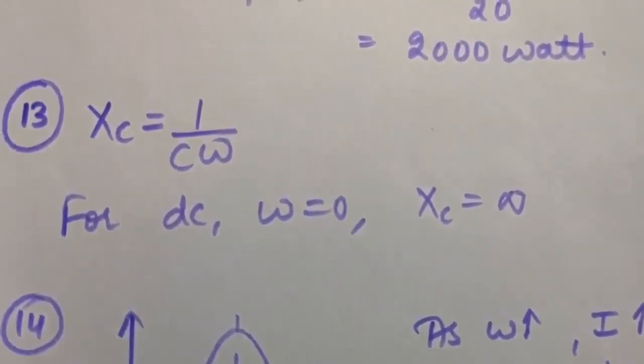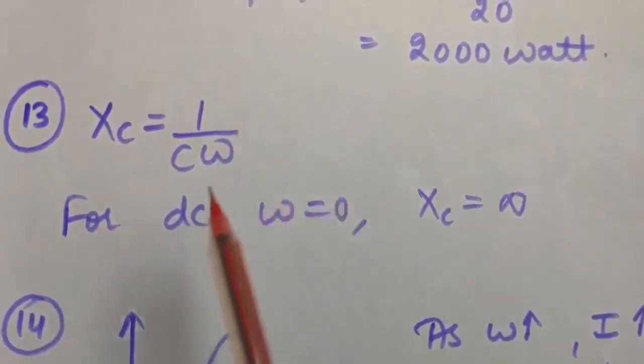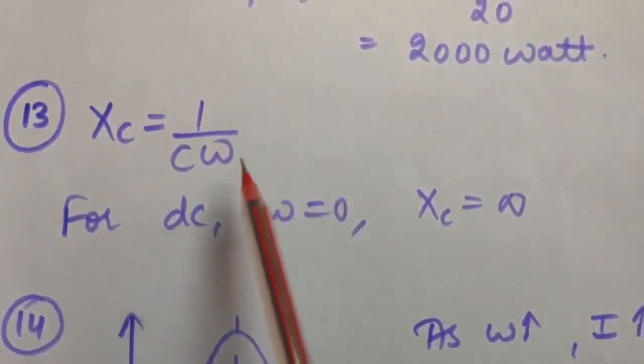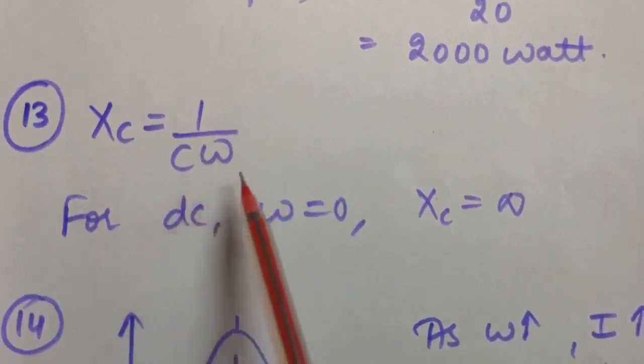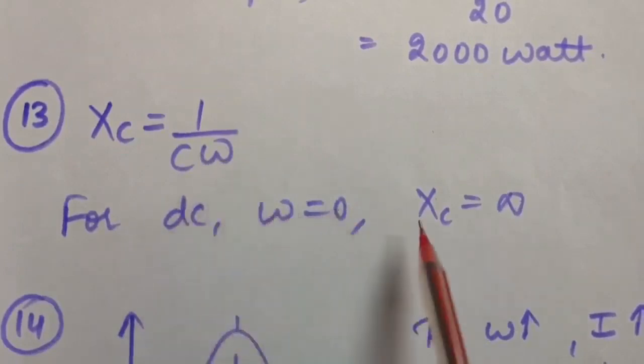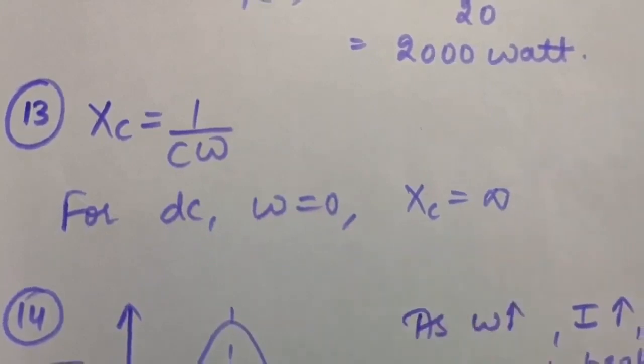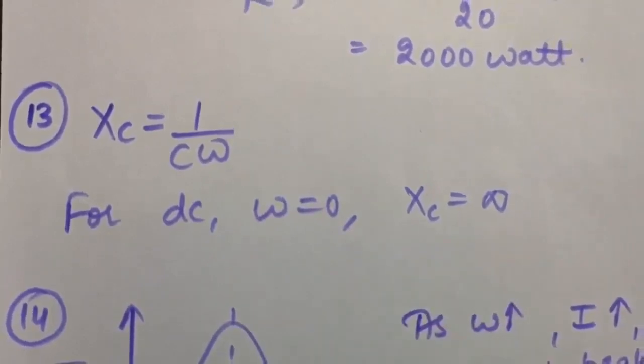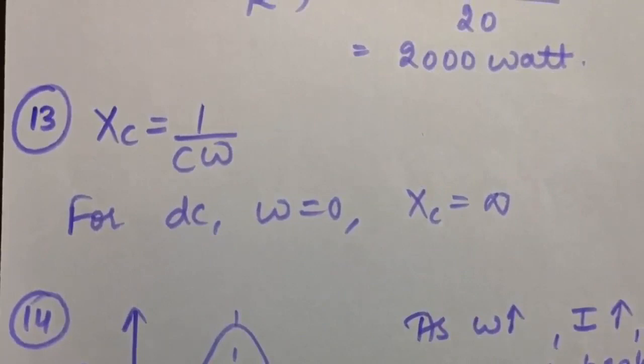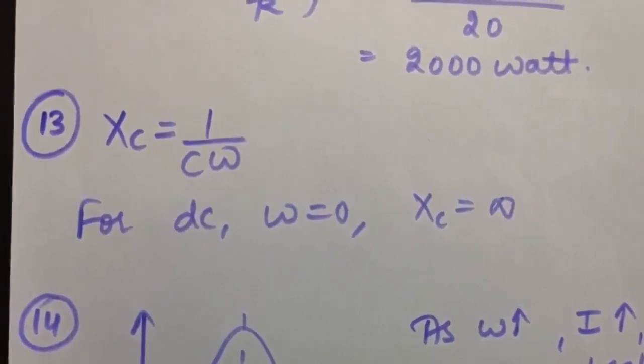Now as you know, XC is 1 by C omega. So if frequency is 0, that means omega is 0. And if omega is 0, XC will become infinite. That means infinite resistance will be offered to the current flowing, that means it will not flow. So therefore your capacitor always blocks the DC.